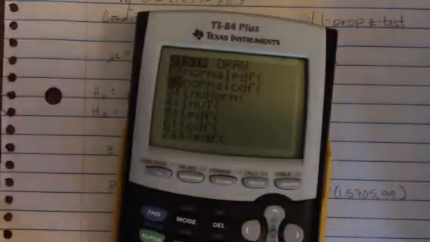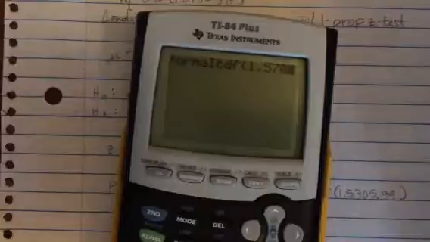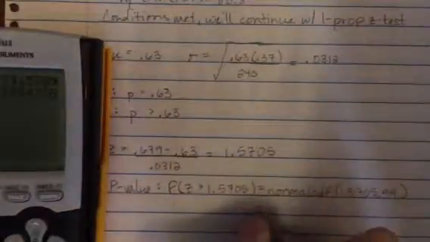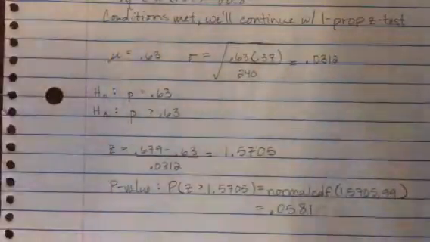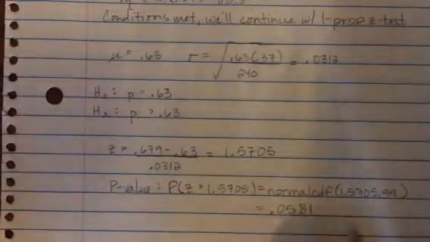So second VARS, normal CDF, 1.5705, comma 99. And that gives me 0.0581. And that's actually kind of borderline, not super duper borderline, but what we're looking for, and our threshold is typically going to be 0.05.